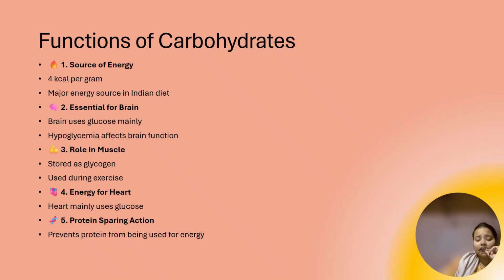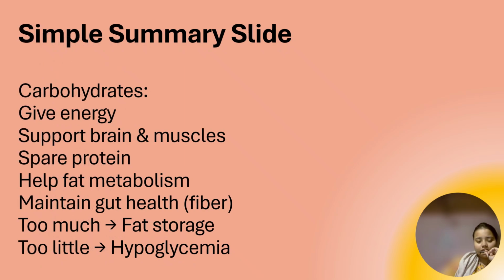So carbohydrates have various and numerous functions in the body. You can check in the book also and write from there. Fat oxidation: fat burns in the flame of carbohydrate. So all this is there in the first part. A simple summary: carbohydrate gives energy, supports brain and muscles, spares protein, helps fat metabolism, and maintains gut health. Too much carbohydrate can lead to fat storage, and too little can lead to hypoglycemia.